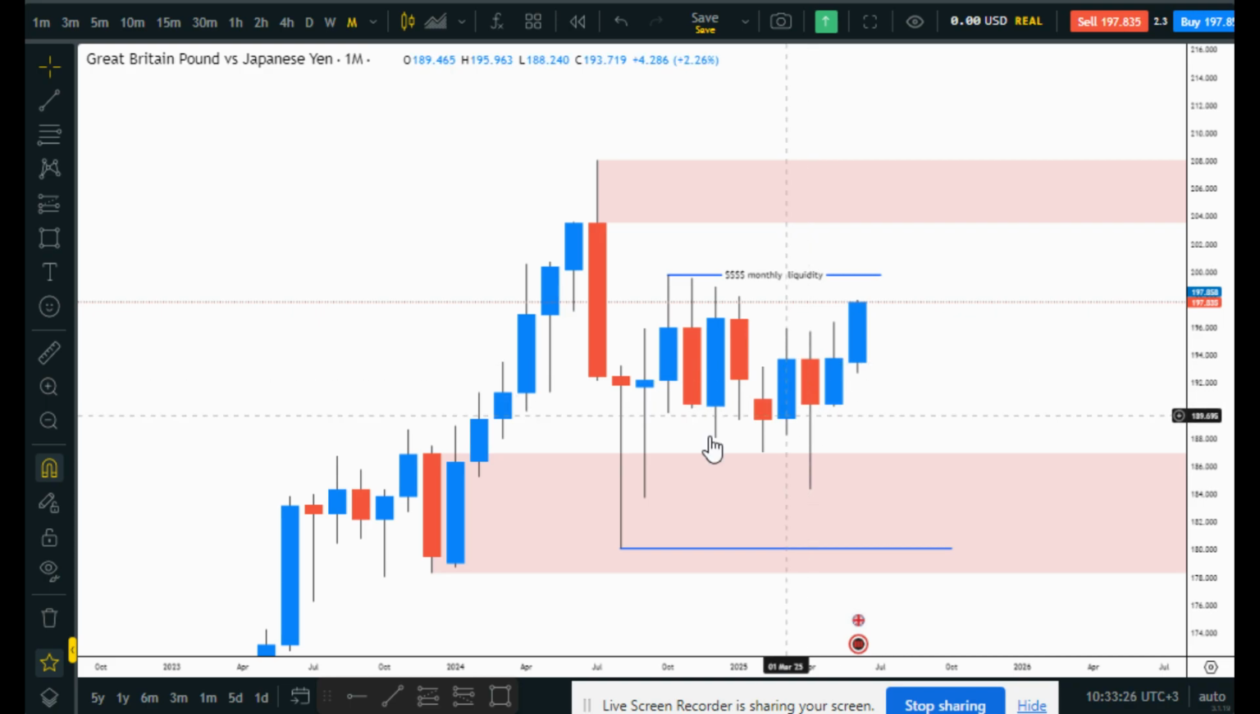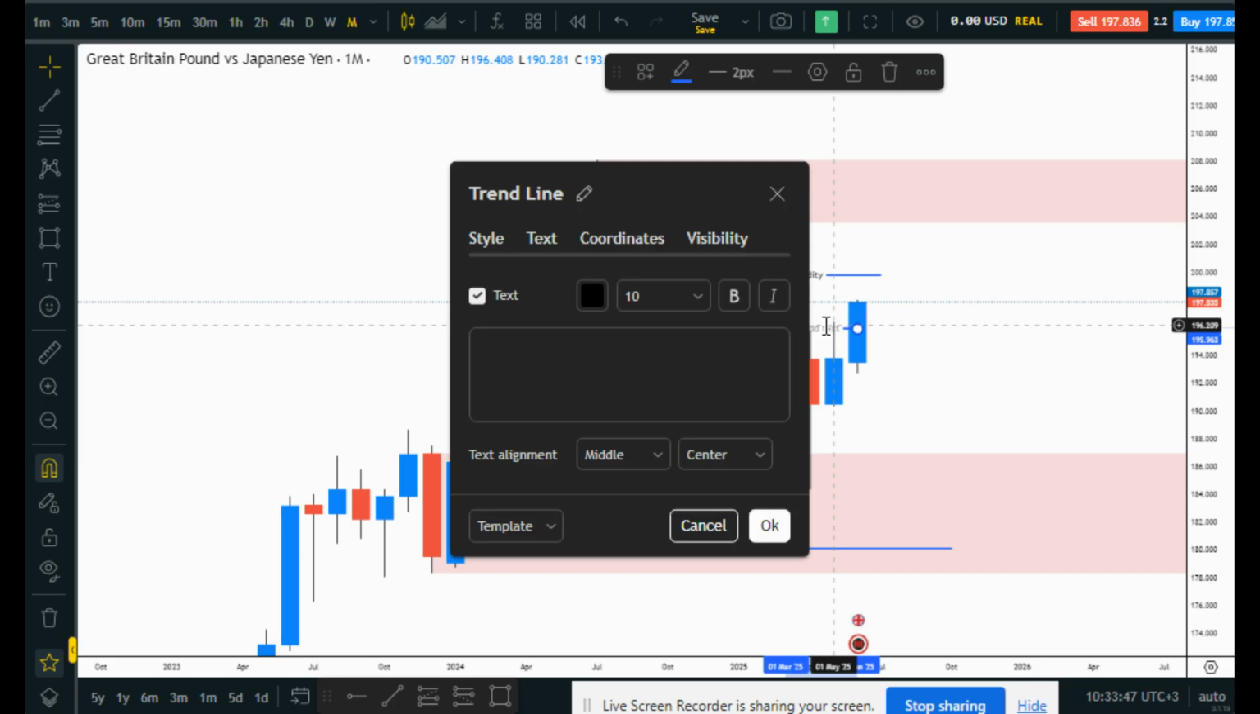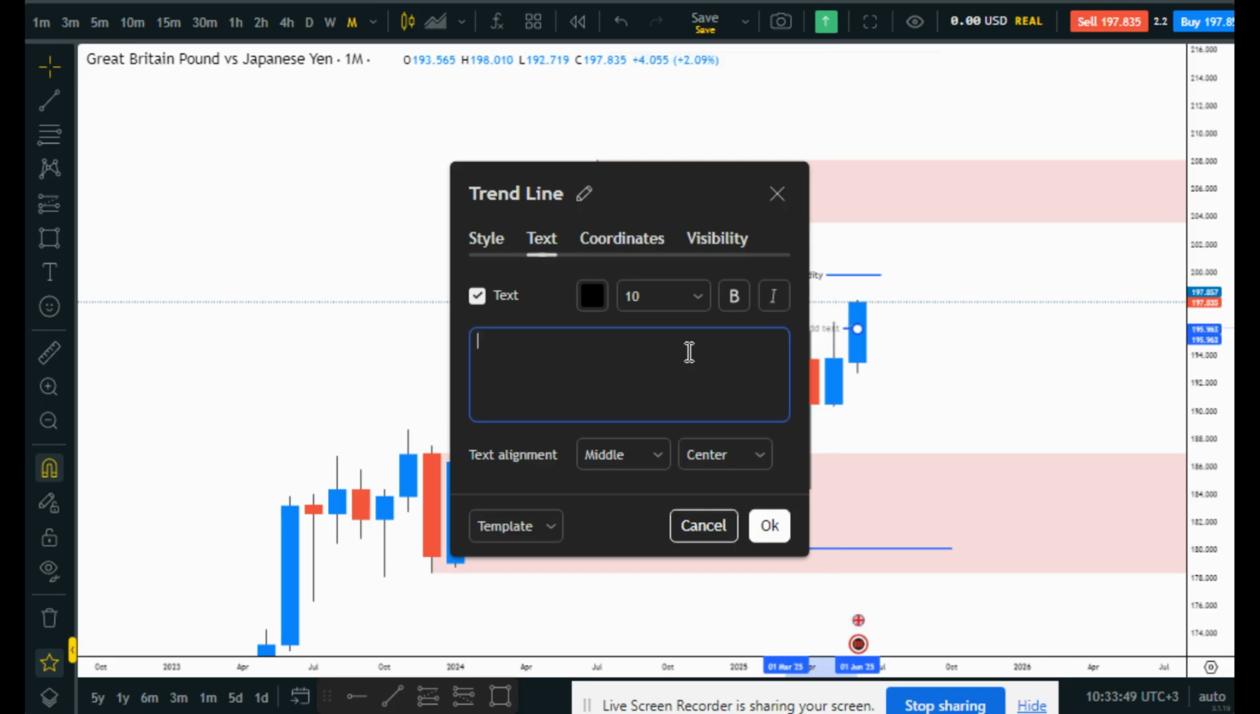So what we need to do is to mark this recent low here. After marking this recent low here, we can see that the price was struggling to break it. So after seeing that, I think I'll have to mark these areas. Let me double click it. Mark it as monthly. This is monthly. This is monthly internal high.